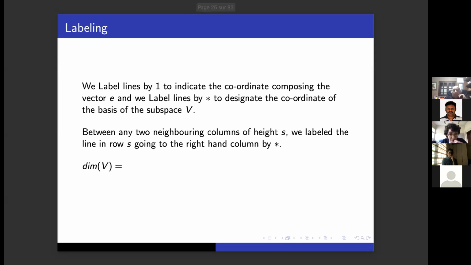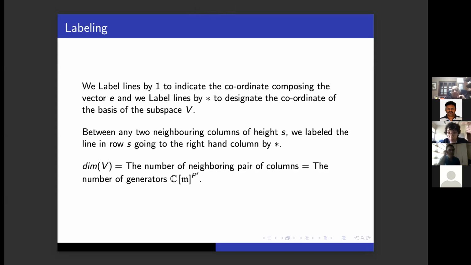So here, the dimension of V is equal to the number of neighboring columns. This is what I just said. And it equals the number of generators of the regular functions on M under the action of P prime. I want to say something: ideally, each generator will have one element of V, and I would prefer it to be the basis of V. This is one. The second thing is that I want to do it for all neighboring columns, meaning I will do it simultaneously.